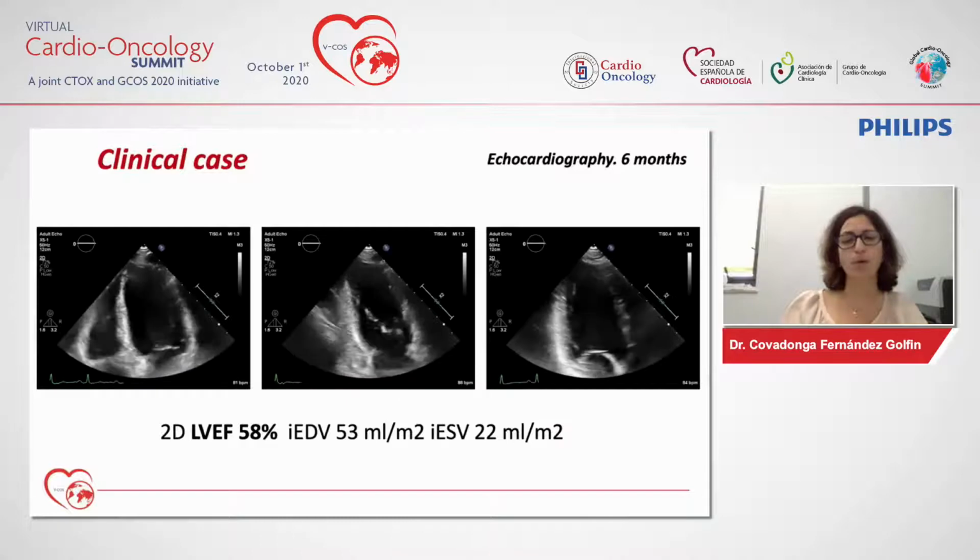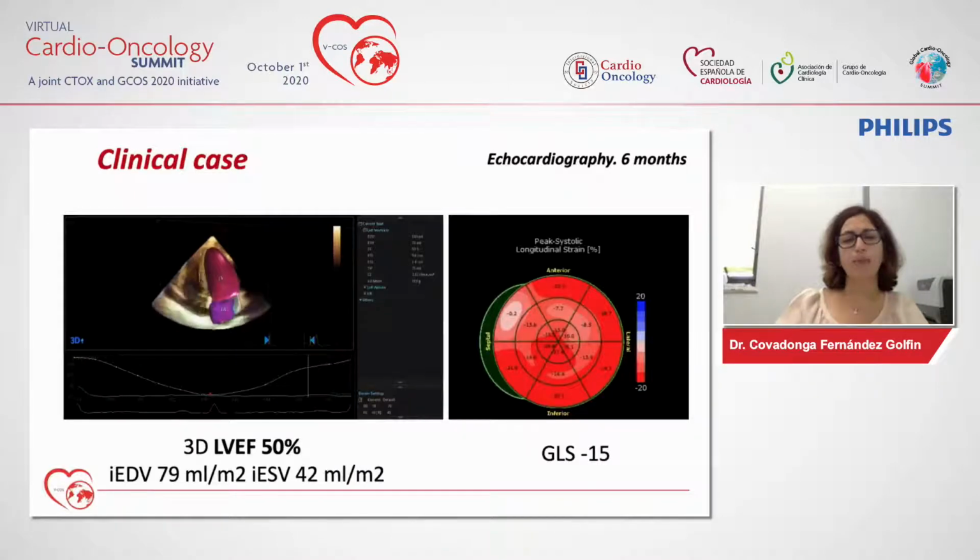But when we move on to the 3D, we can see that the 3D left ventricular ejection fraction obtained in this case was 50%. We did a different acquisition, a different estimation of 3D ejection fraction, and it was around 50%, with a slight increase in end diastolic volumes and end systolic volumes.